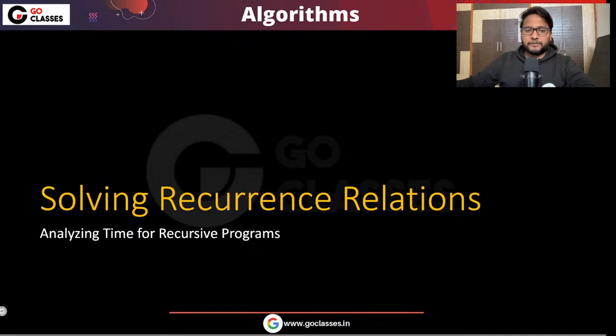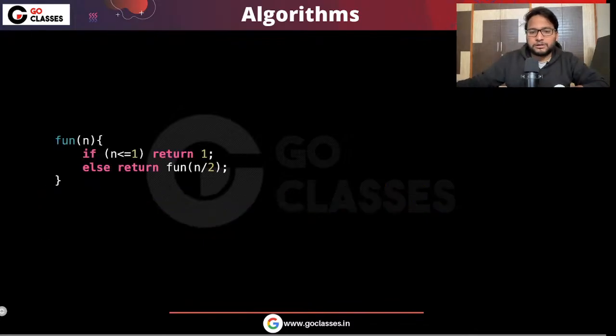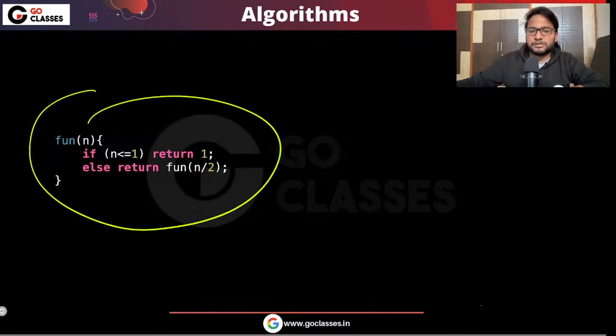Now let's just start. The topic is that we want to solve recurrence relations. For example, this particular program is given to you. Can you tell me what is the recurrence relation for this program? If I just ask you what will be the recurrence relation for this particular program, then what you will say?